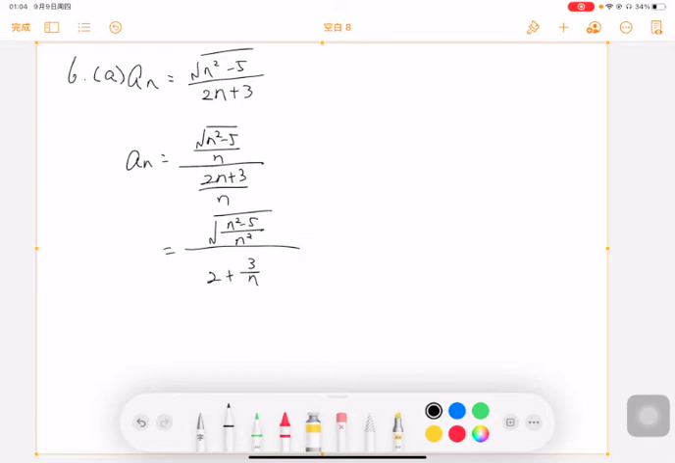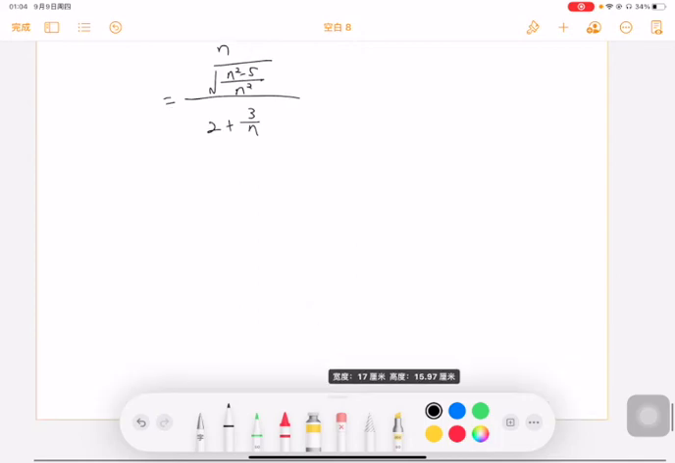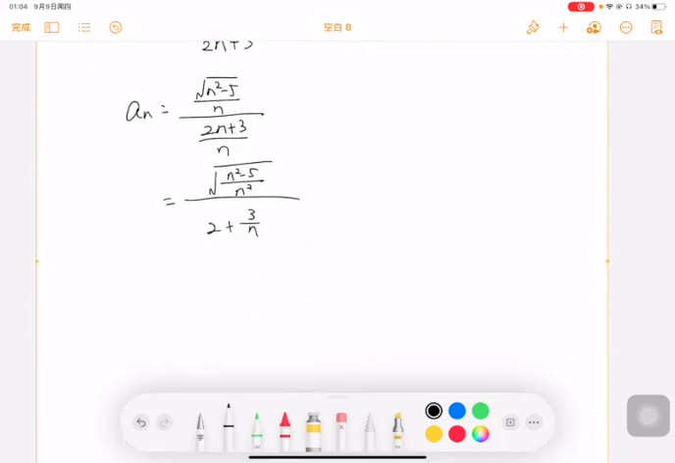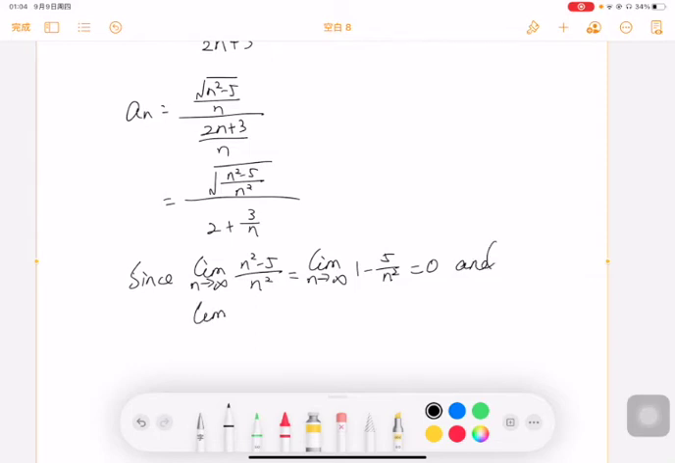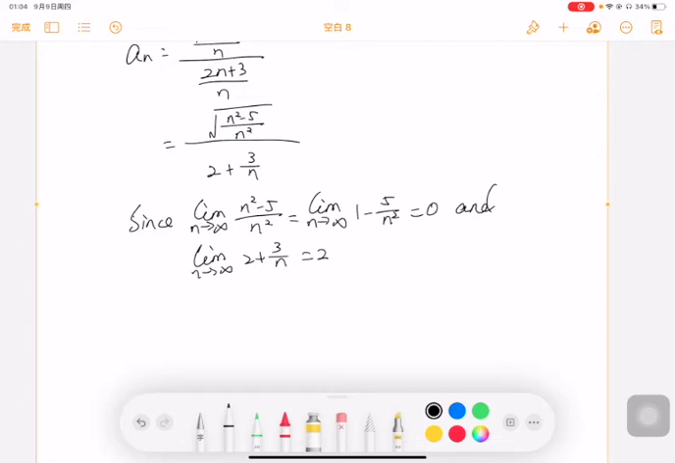That's just how you do arithmetic with fractions. Now that we have this, we know that the limit of (n squared minus 5) over n squared, which is just the limit as n goes to infinity of 1 minus 5 over n squared, exists. And the limit of 2 plus 3 over n equals 2, right? Because 3 divided by a huge number is very small.